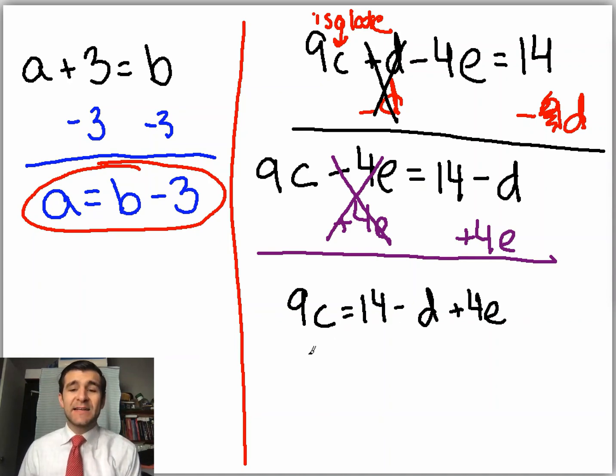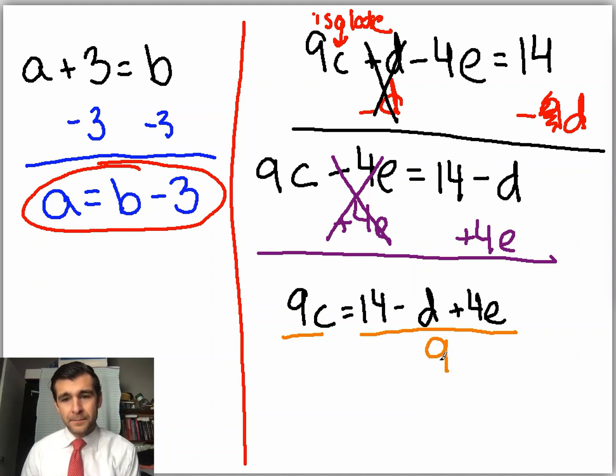Okay, the last thing we need to do is get rid of this 9. And it's connected to c with multiplication. So the way that I get rid of that is that I will divide both sides by 9. And do you see how I'm actually dividing the whole entire right side? 14 minus d plus 4e by 9. Okay?